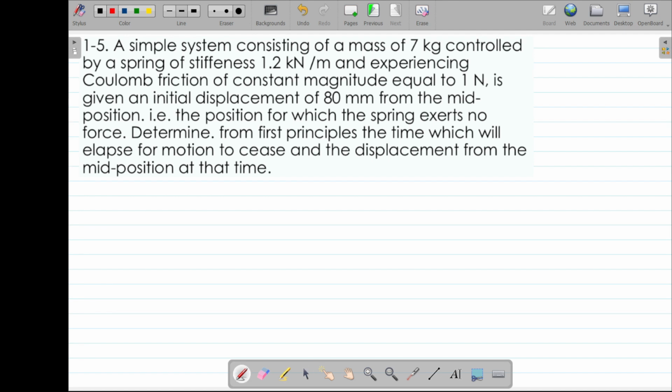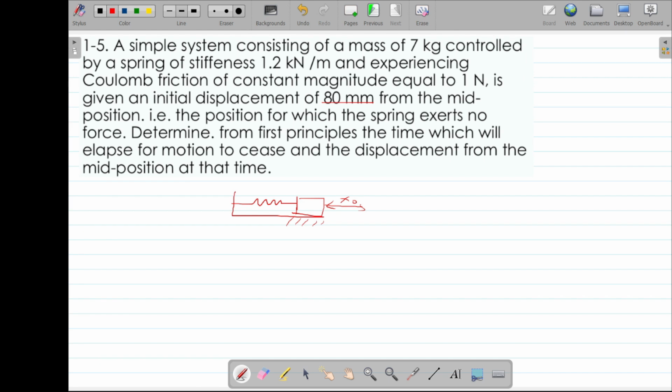From first principles, so we draw the body. The body is connected to some spring and then has some friction on the floor. At first we would excite the body by pushing it to the right and releasing. So we displace it by an initial displacement x naught, which is equal to this.